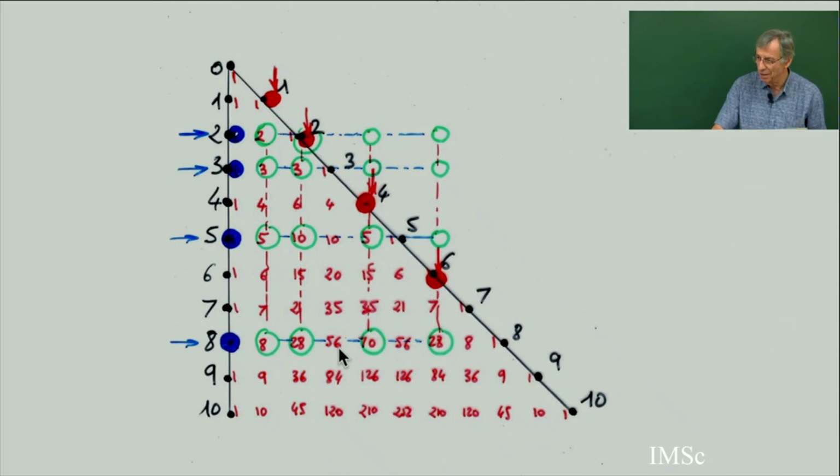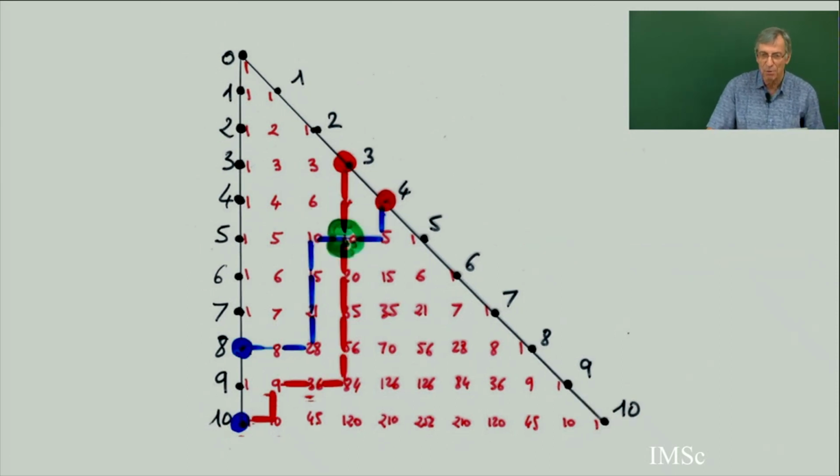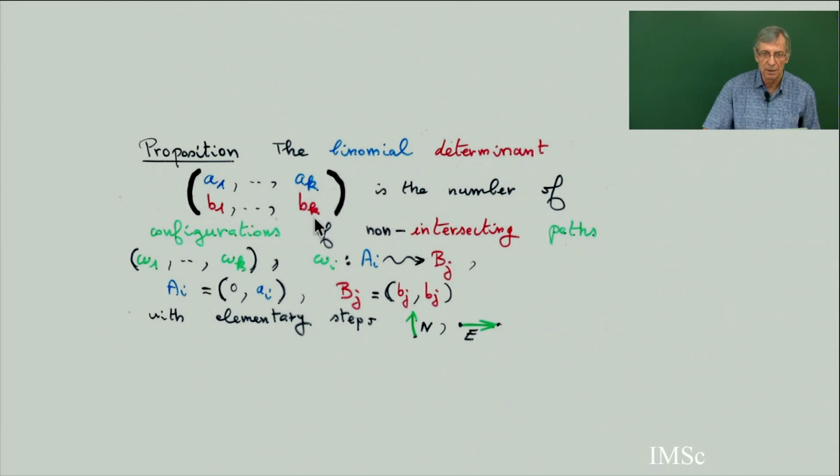And I can apply the LGV lemma, because in that case the crossing condition is of course satisfied. If you have two paths like this with the endpoints switched, then there must be somewhere an intersecting point. The crossing condition is satisfied, and so applying the LGV lemma I get the proposition: any minor of the extended Pascal triangle is the number of configurations of non-intersecting paths, starting at the points a_i, ending at the points b_j, where a_i is the point (0, a_i) and b_j is the point b_j on the diagonal. And these paths use only elementary steps north and east.